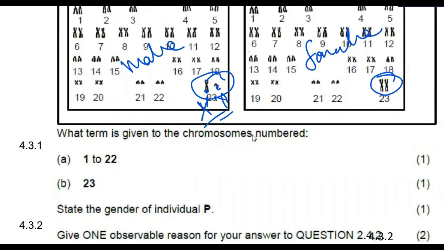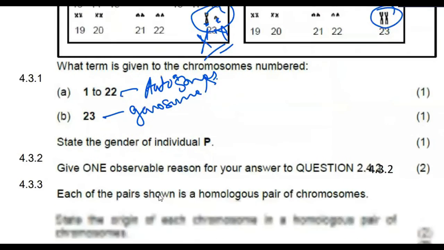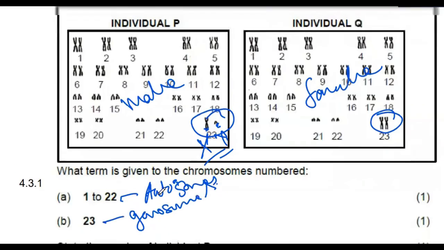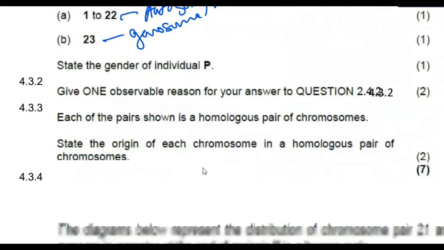What term is given to the chromosome number 1 to 22? Because they can ask you to describe the structure of a karyotype, you call them the autosomes. And then 23, these are gonosomes. Why? These are sex chromosomes. Yes. State the gender of P. We have seen it. Where is P? Male, because of this.